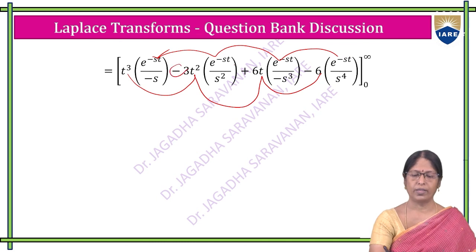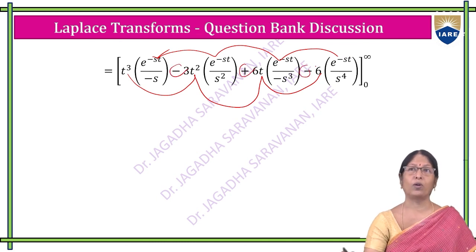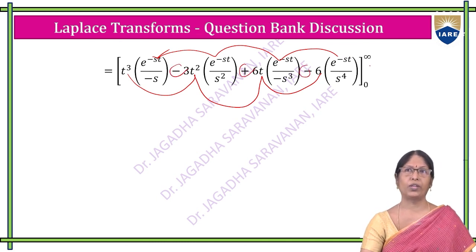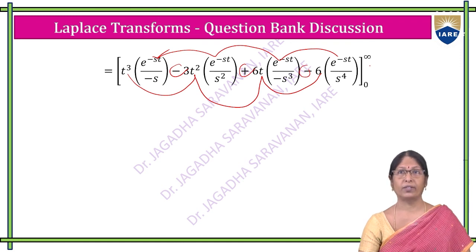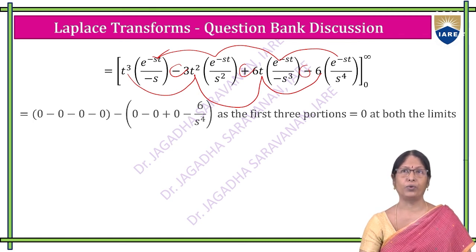In the middle, they are dominated, and the signs are alternating. From 0 to infinity, e power minus infinity is 0, e power 0 is 1. Keeping that value in mind, we have to do the substitutions. After doing the substitution, the final result we obtain is 6 by s power 4.